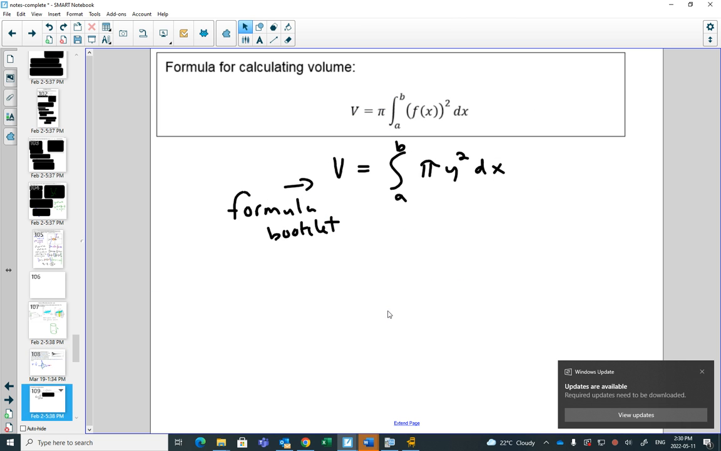So sometimes you see it with the pi on the inside, and sometimes the function's written with a y. So just to be prepared for different forms of the same thing.